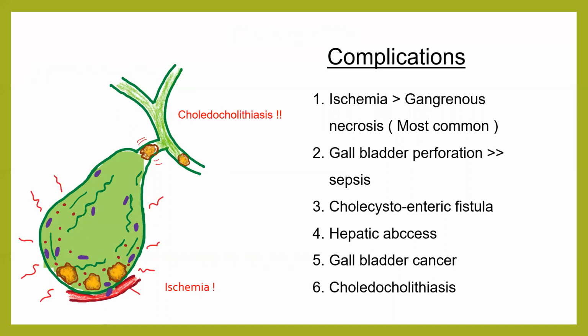We can also have the formation of cholecystoenteric fistula. That is, it can perforate the wall of the small intestine and have an abnormal opening or communication between these two. We can also have formation of hepatic abscess. Now, if we have the growth of bacteria, the bacteria can ascend all the way to the liver and lead to hepatitis and formation of an abscess. We can also have gallbladder cancer or choledocholithiasis. Choledocholithiasis is when the stone is lodged in the common bile duct, as in the case here. I have more information on choledocholithiasis in the coming slides.